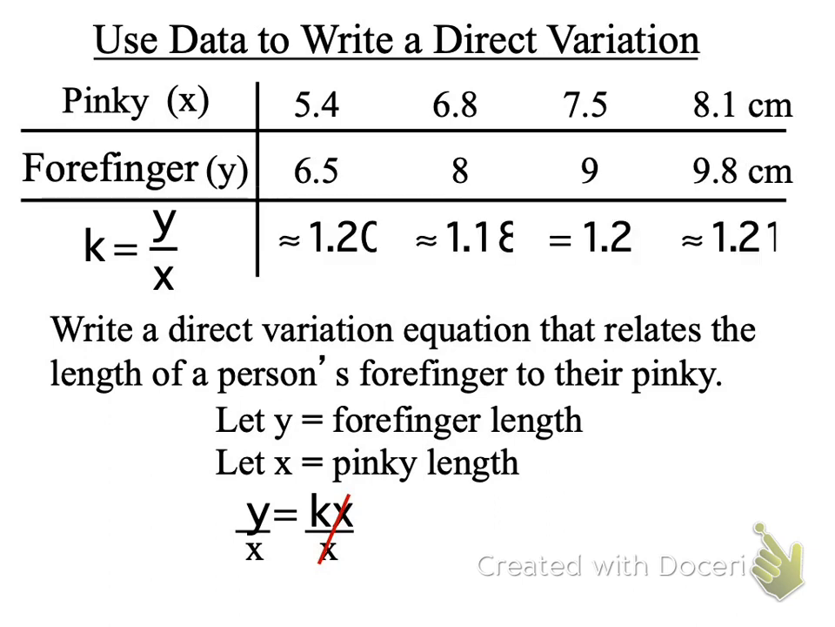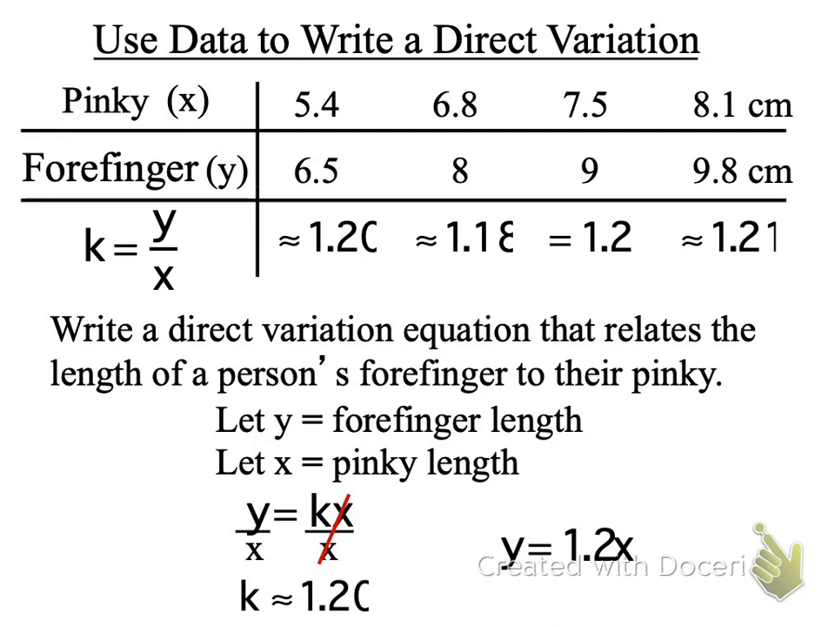Let's see what we get. Okay, so can we estimate this to be about 1 and 2/10? So what would my constant of my direct variation equation be? If my k is about 1 and 2/10, what would it be? Anybody? Direct variation equation, what would it be for any pinky and forefinger? y equals 1.2x. Yep, y equals about 1.2x. Okay, questions?